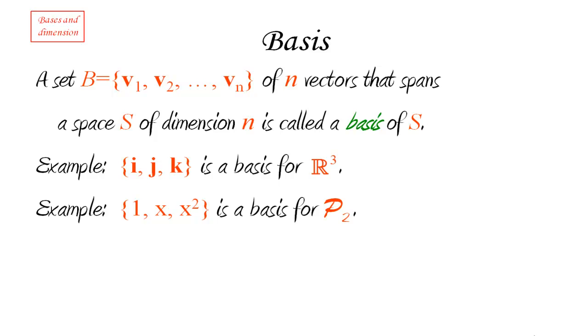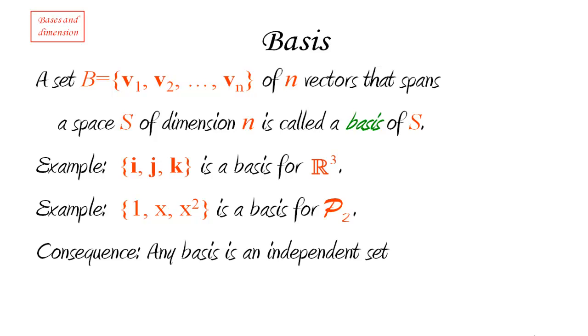Just define them together. Now, one consequence of this definition is that any basis has to be made up of an independent set. Or another way to say that: the vectors that are part of a basis form an independent set, or independent of each other. You want the proof for that? Well, it's very easy. Let's assume that we have a basis, and the basis forms a dependent set.